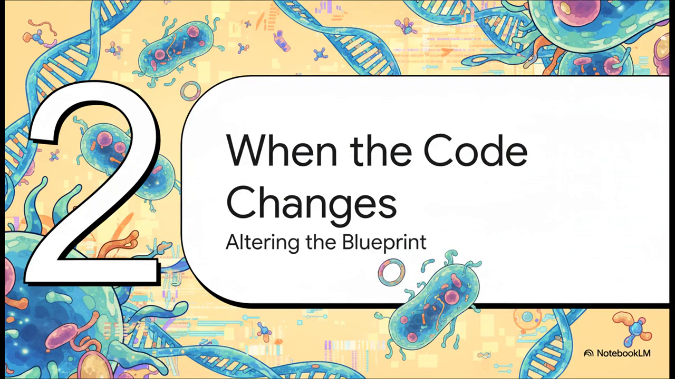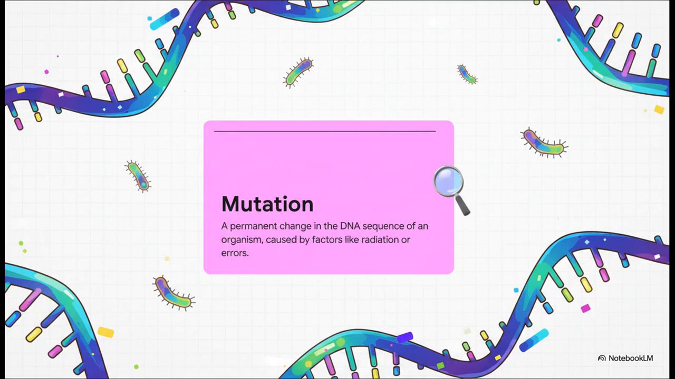So here's where it gets really interesting. That blueprint, it's not set in stone, not at all. It can be changed, and that's the real secret to how bacteria evolve so incredibly fast. So let's dig into how those changes actually happen. The first way is through something we call mutation.